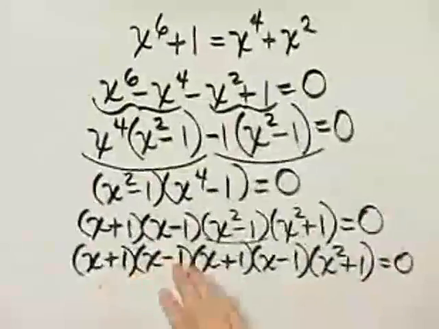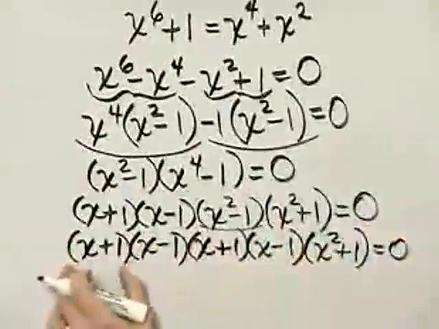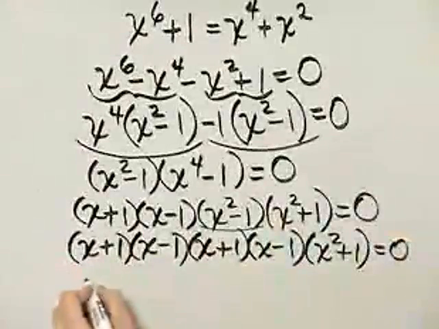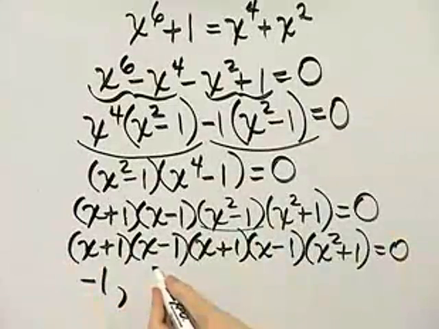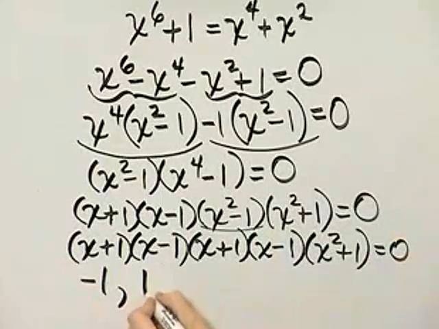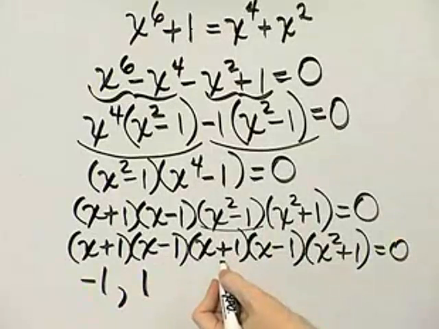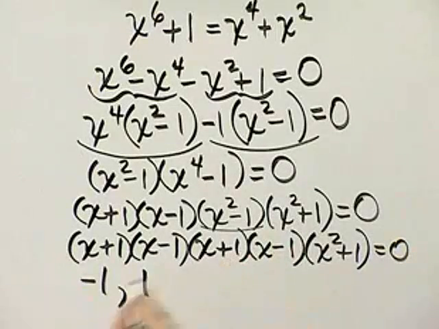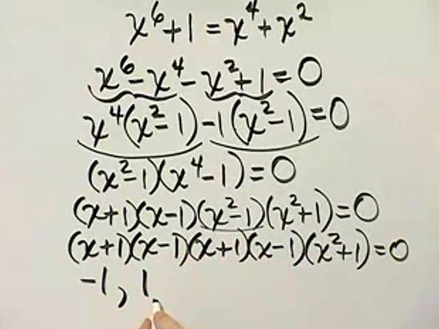You will set each factor equal to 0. If you set this factor equal to 0, it gives an answer of negative 1. If you set this factor equal to 0, you have an answer of 1. If you set this factor equal to 0, you have negative 1, but you already have it written as an answer, so you get no additional solutions here. This equal to 0, you get 1.